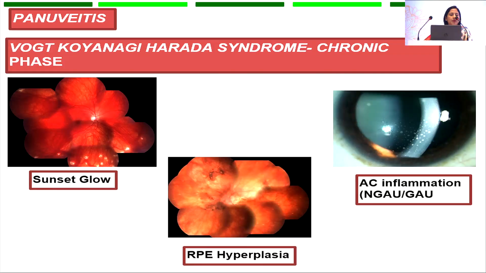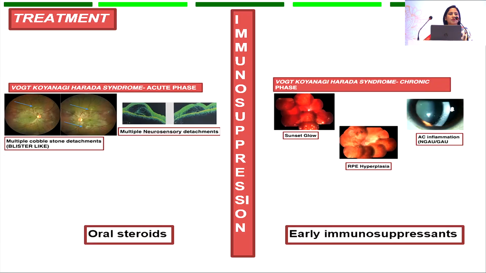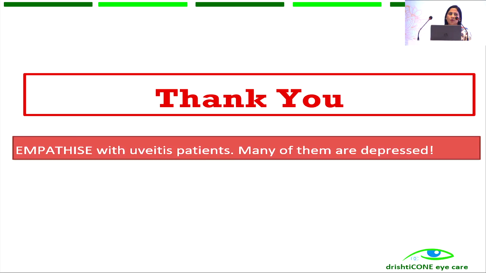If not appropriately treated, the patient progresses to a chronic stage where we see the sunset glow with the hypopigmented lesions we saw in sarcoidosis. We can see simple RPE hyperplasia, and we can have recurrent granulomatous or non-granulomatous inflammation. So how do we stop a patient from going from acute to chronic stage? Only one thing, early immunosuppression. Please do not wait for a second episode of VKH to start your immunosuppression. I hope I have not complicated things for you, and thank you.